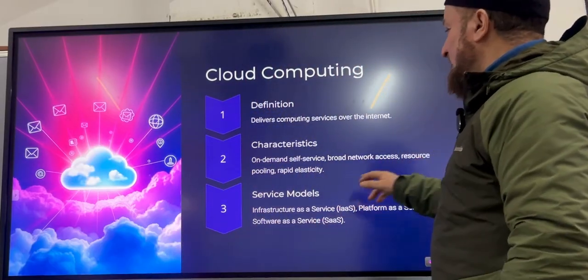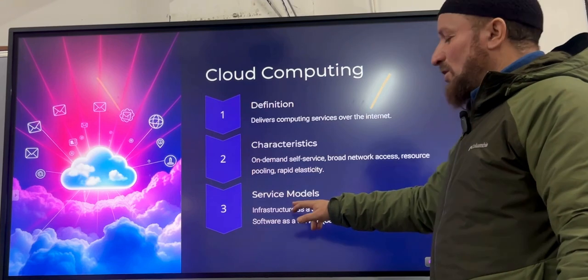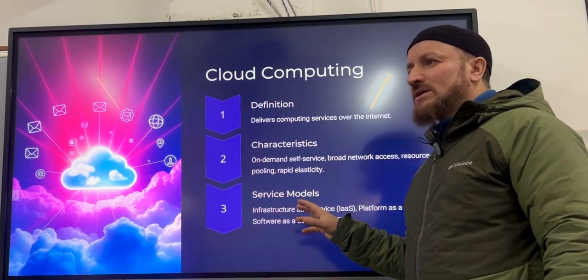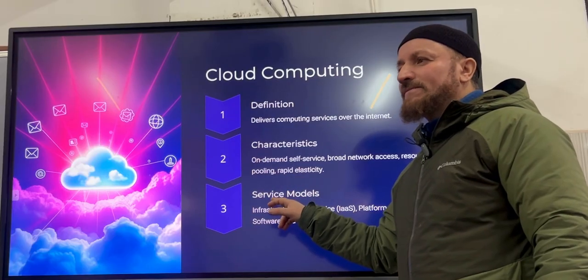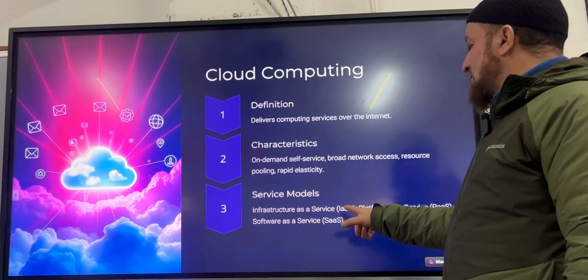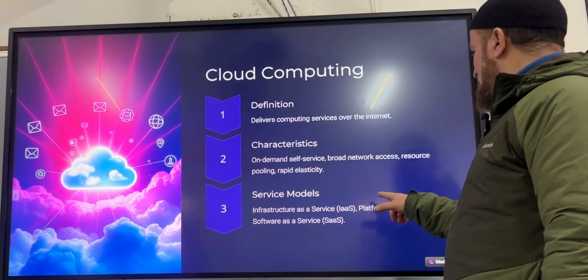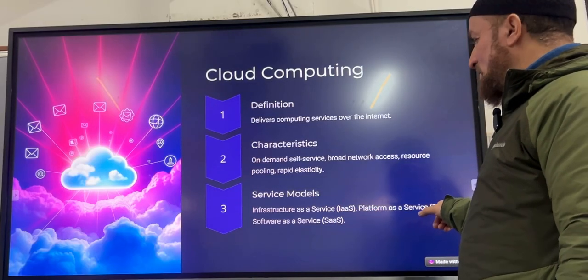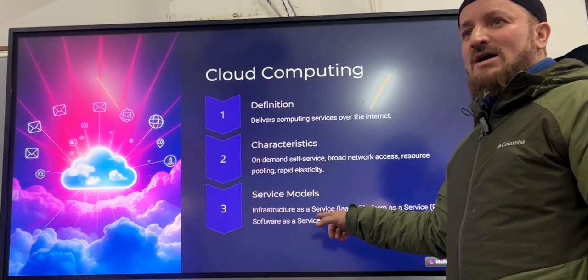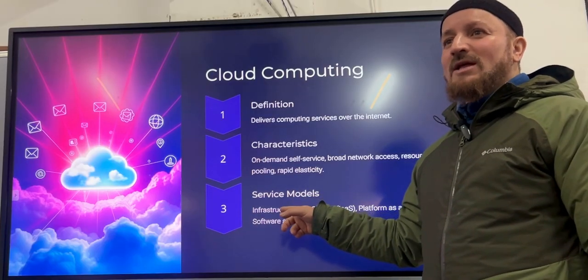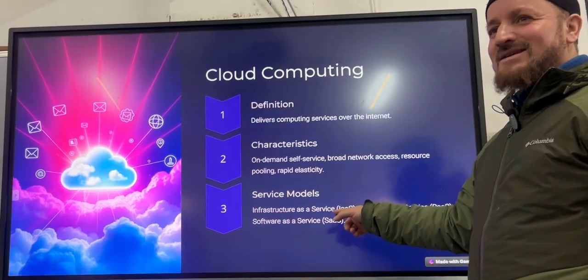In the cloud, what is done? So it's a service model. In the cloud, remember this thing, it's a service model. There are typically three things: infrastructure as a service, platform as a service. So we say SaaS, PaaS, and IaaS. It's SaaS, PaaS and IaaS.